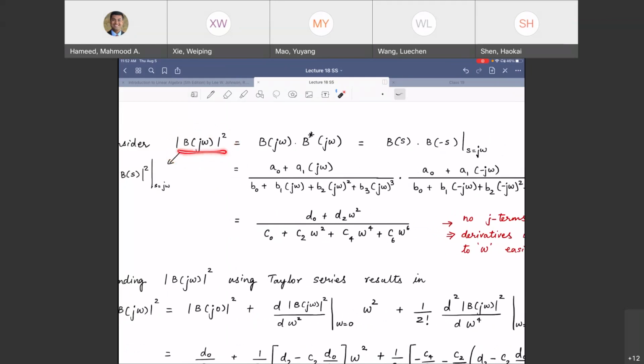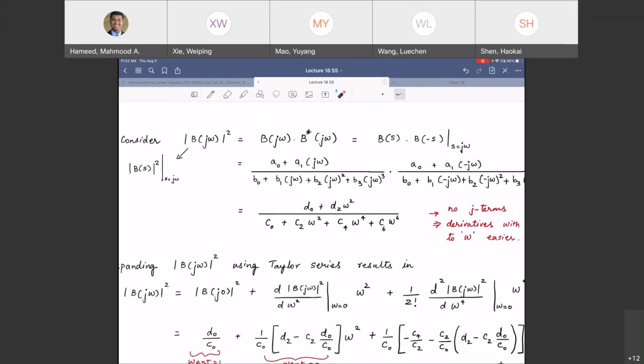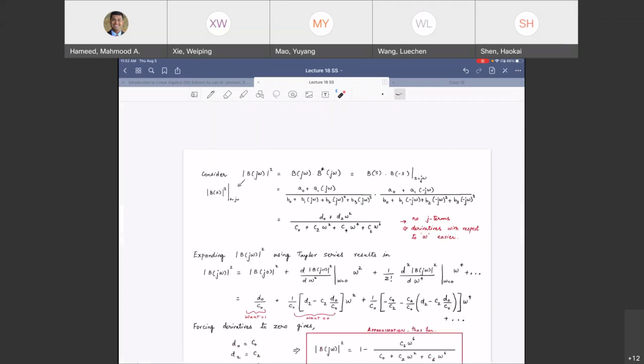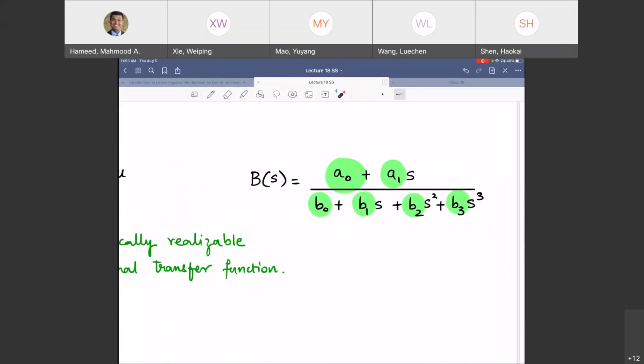So the magnitude of B of j omega squared can be written as B of j omega multiplied by B conjugate of j omega. This is the complex conjugate, which is also the same thing as writing B of s multiplied by B of minus s with s equals j omega, right? Only the frequency response from the transfer function B of s. So considering that, what do you have? B of j omega is this. What did we do here? We simply took our B of s and put s equals j omega in there, and we found this.